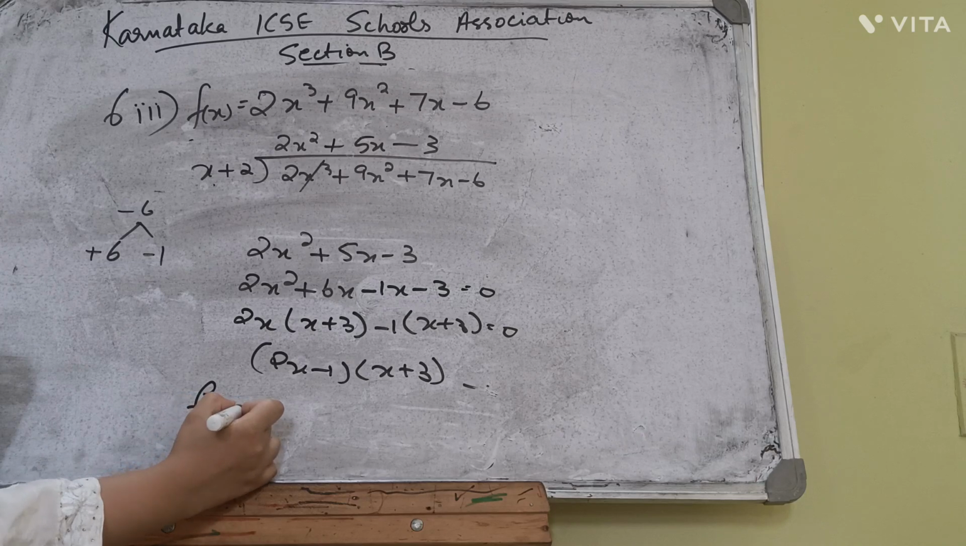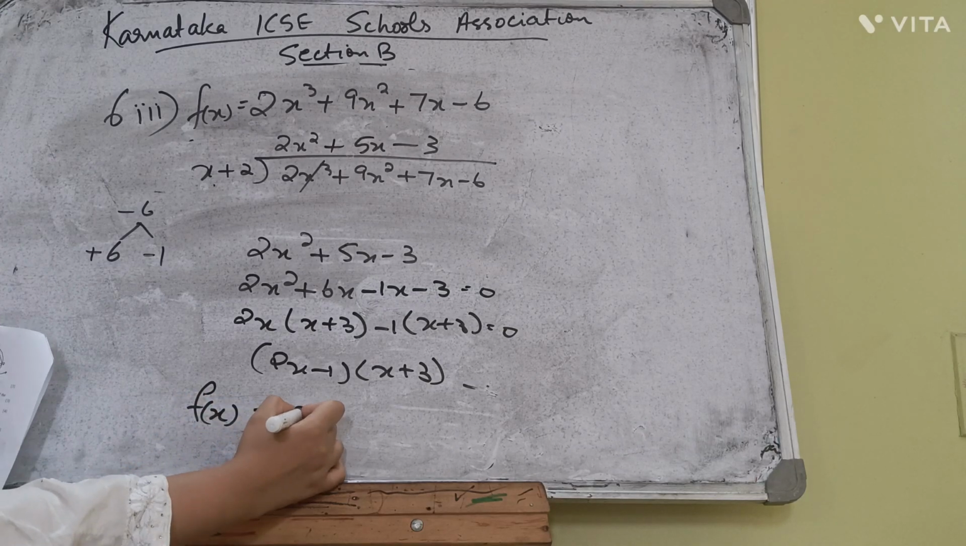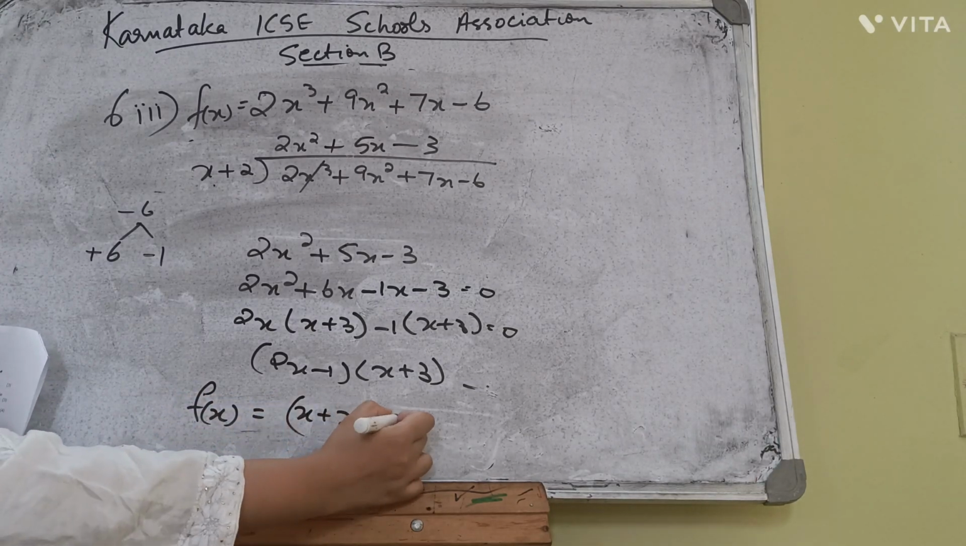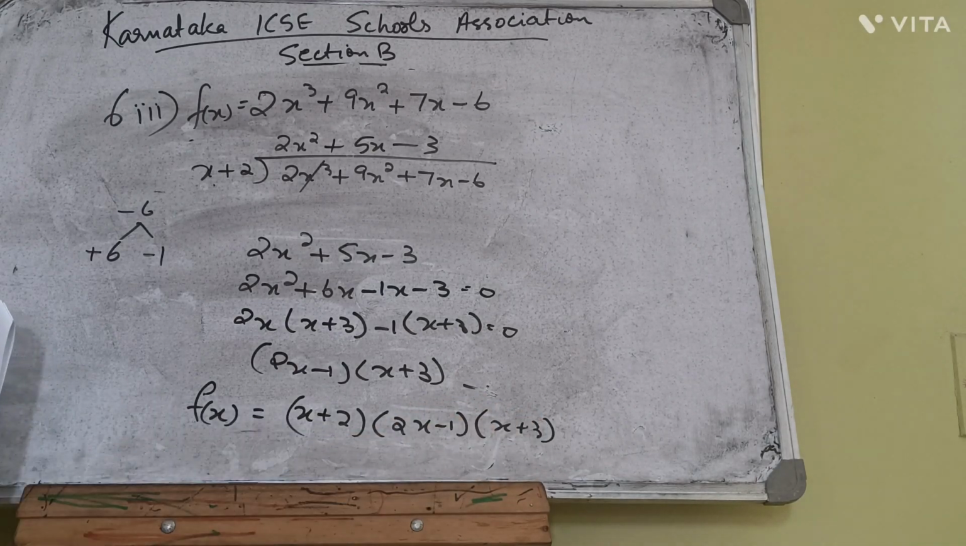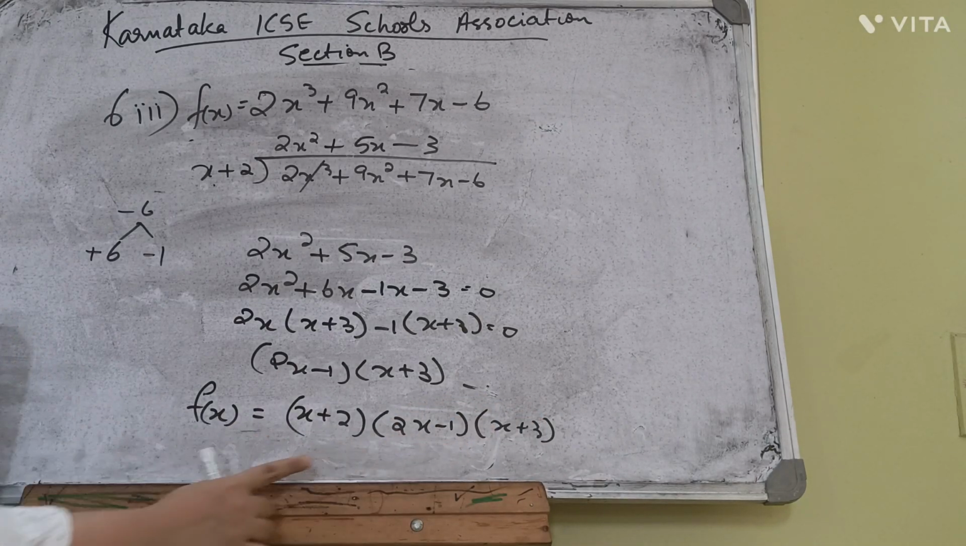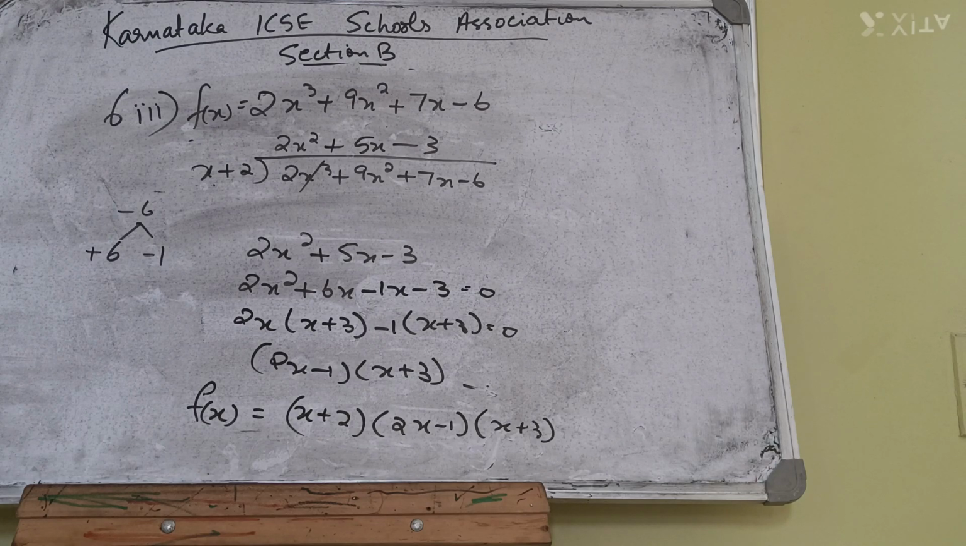So final answer when you write f of x will be equal to x plus 2 into 2x minus 1 and x plus 3. Do not put a comma in between, otherwise you lose out 1 mark.